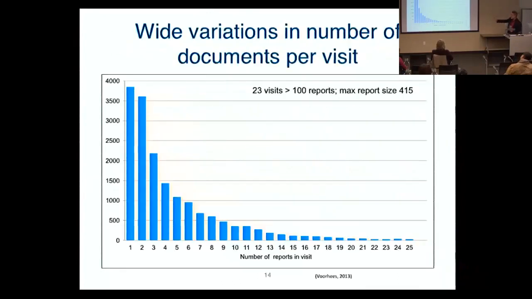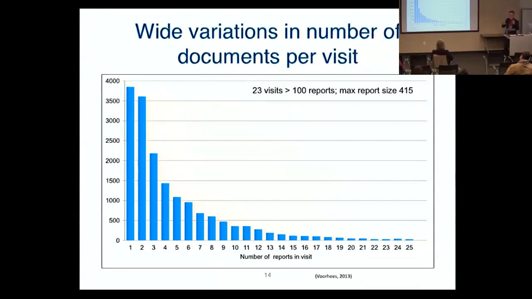So this slide shows the number of documents per visit. What it's meant to show is that for a lot of patients, there may have only been one document. In fact, if the patient didn't get admitted to the hospital, if they were just in the emergency department. But for some patients, there were large numbers. In fact, 23 of the patients had more than 100 reports.